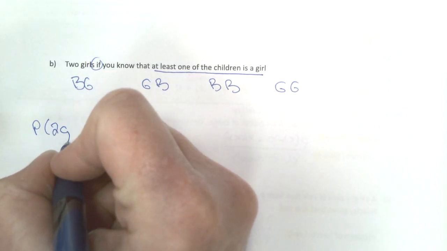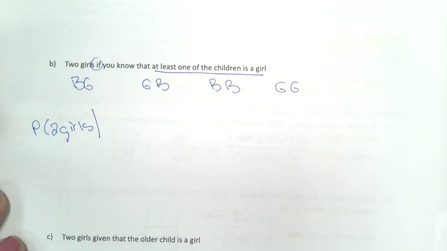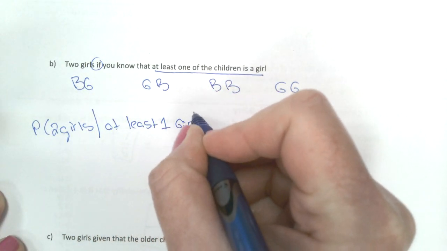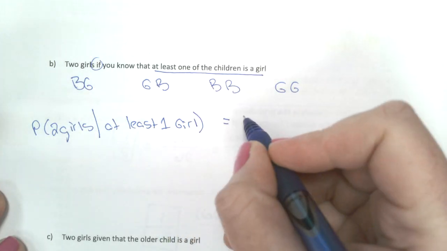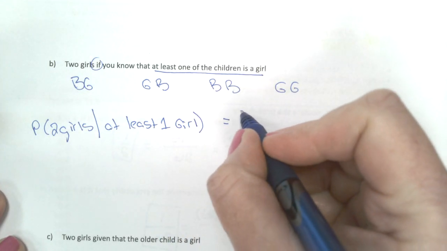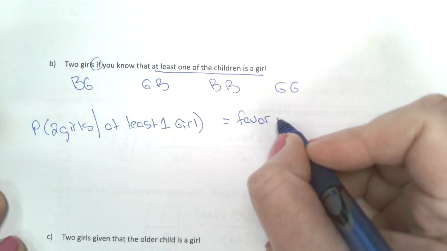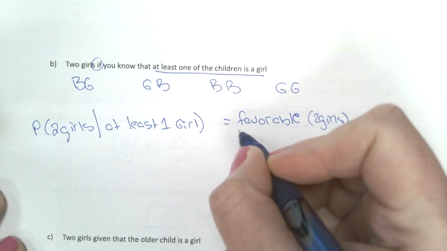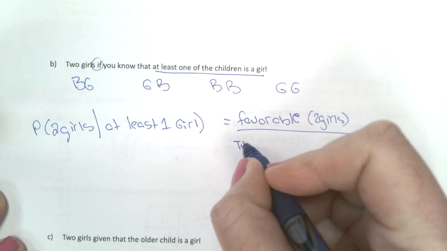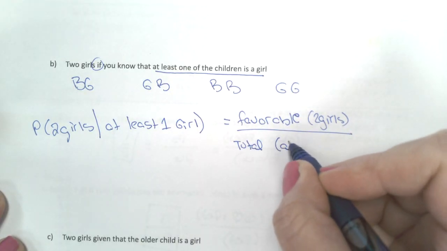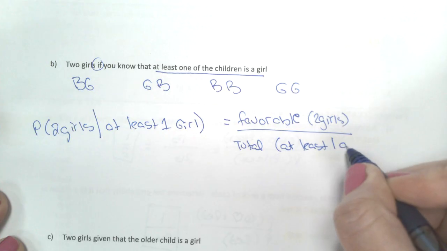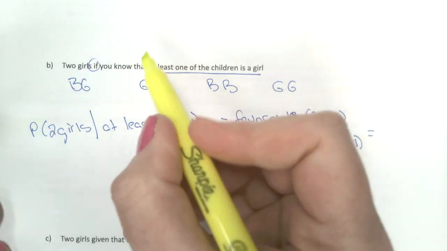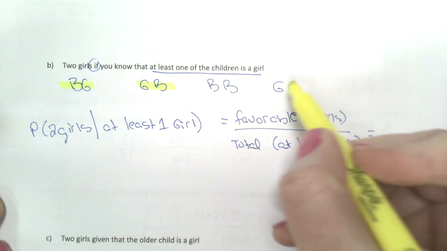So I want the probability that I get 2 girls given at least one is a girl. So the numerator is your favorable outcome, which would be 2 girls. Your denominator is your total possible, which is at least 1 girl.